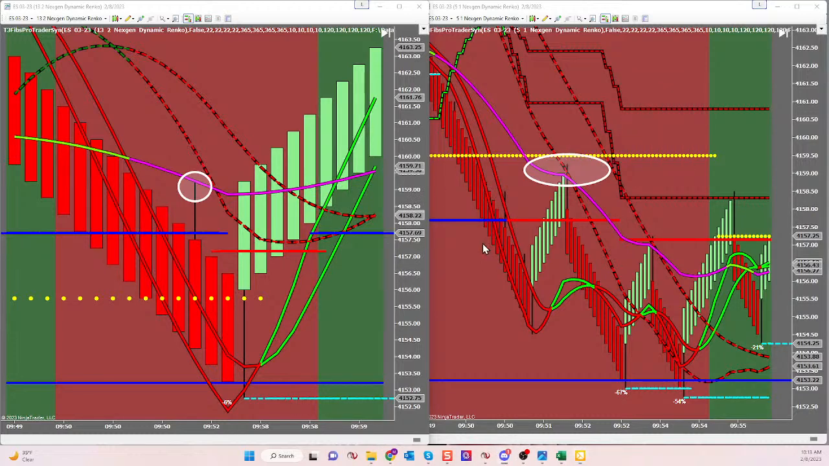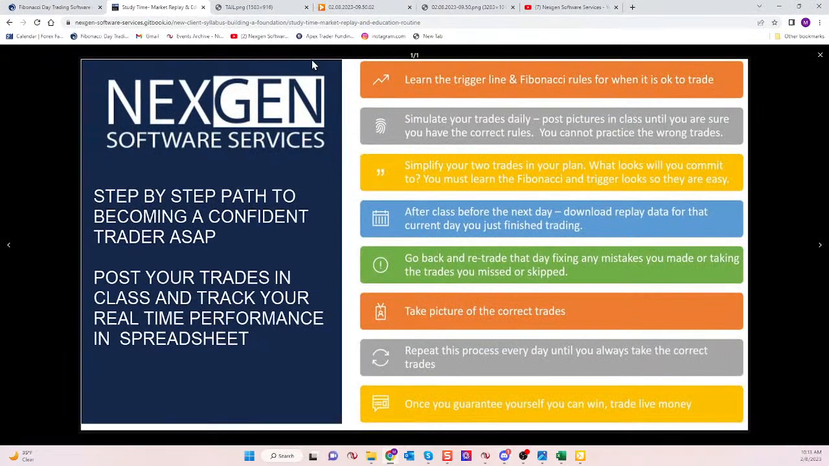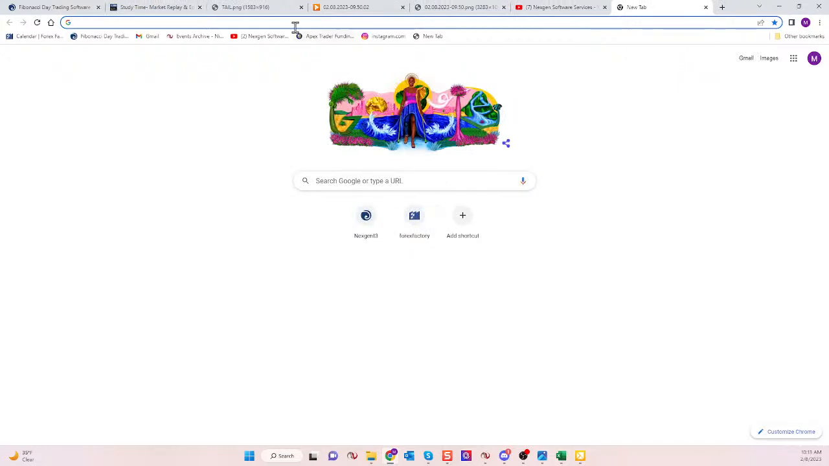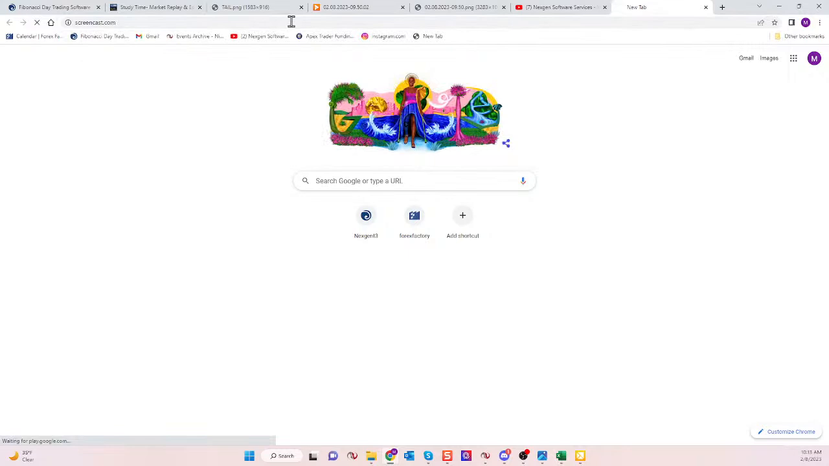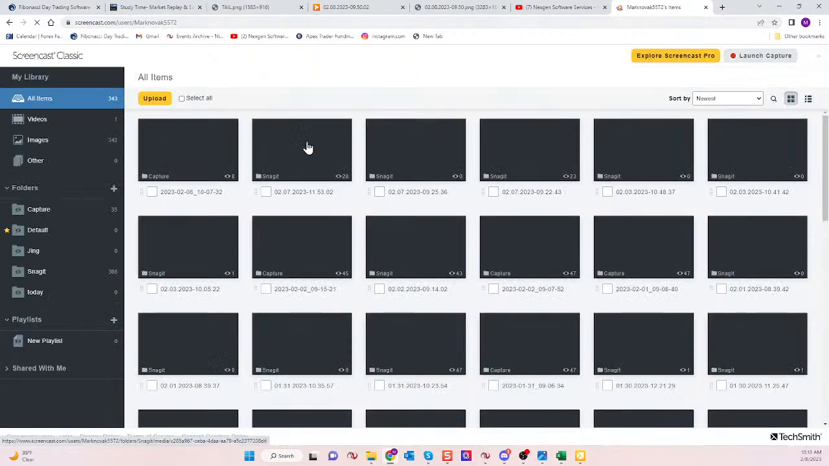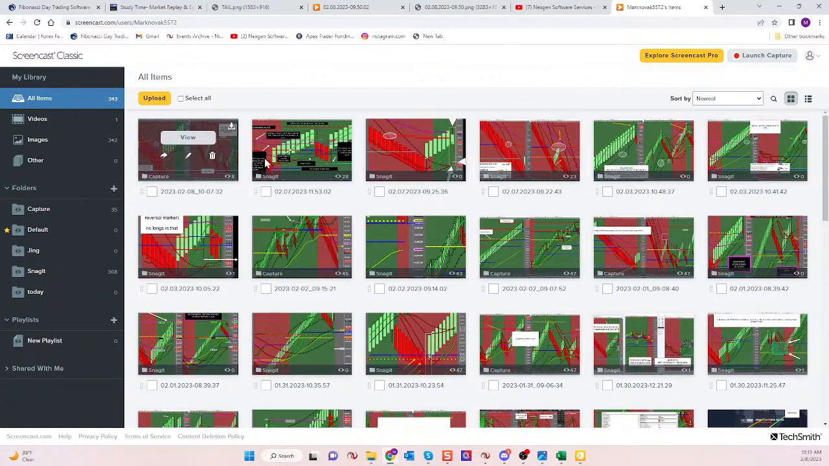If you have capture software, you can't go back and really annotate it. But what it will do is every time you upload to Screencast and you go to your Screencast account, it's going to put it into this little digital library for you so you can come back and study it.